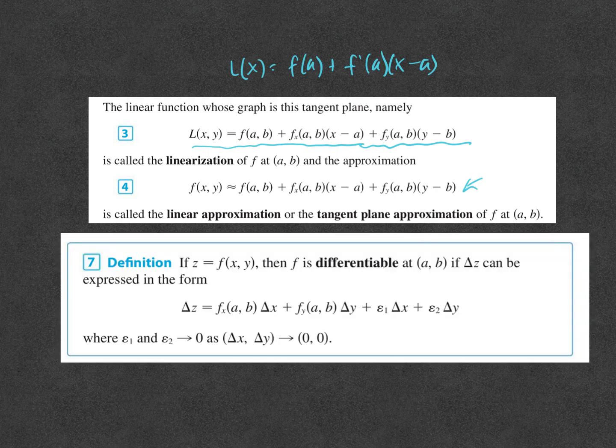This leads us into our definition of differentiable. If z equals f of x, y, then f is differentiable at (a, b) if delta z can be expressed in this form: delta z equals the partial derivative of f with respect to x at (a, b) times the change in x, plus the partial derivative with respect to y at (a, b) times the change in y, plus epsilon 1 delta x plus epsilon 2 delta y, where epsilon 1 and epsilon 2 approach 0 as delta x and delta y approach (0, 0).